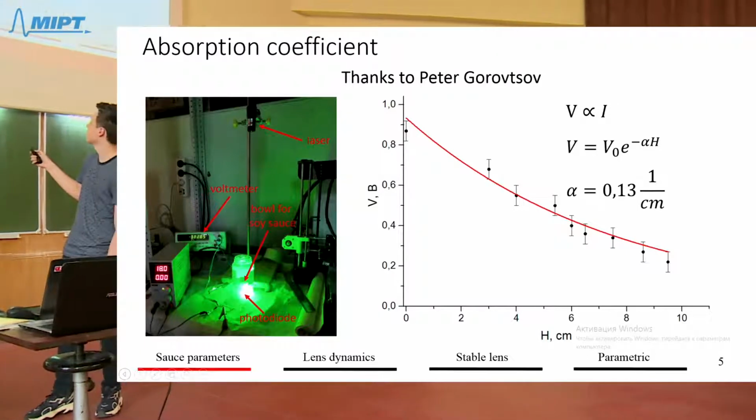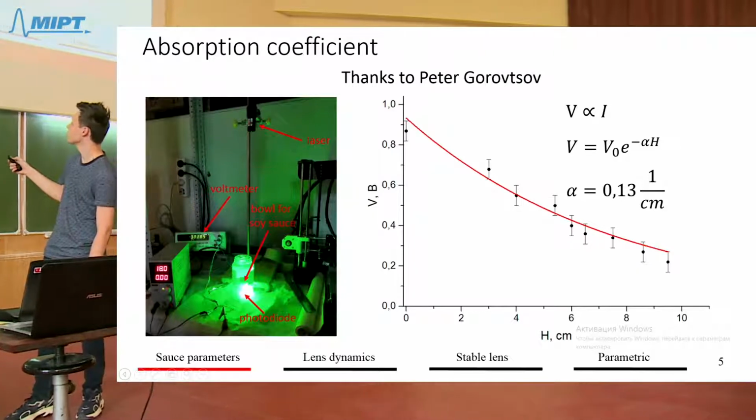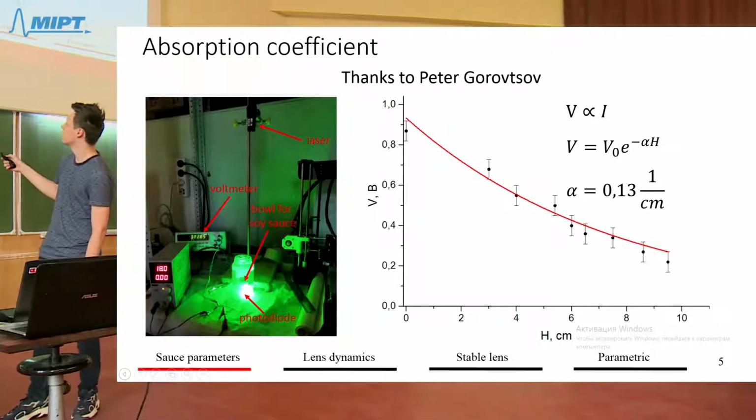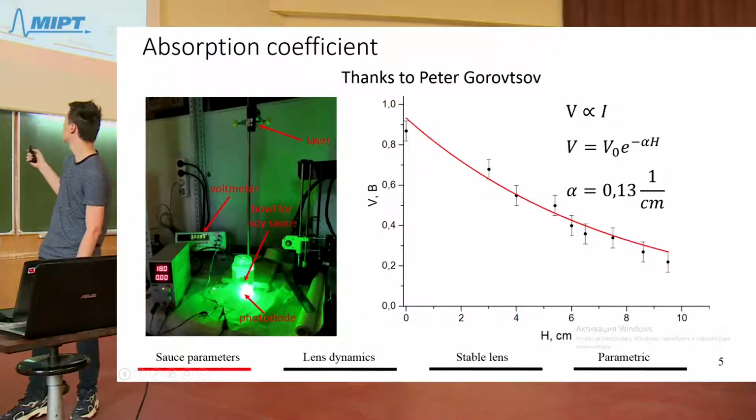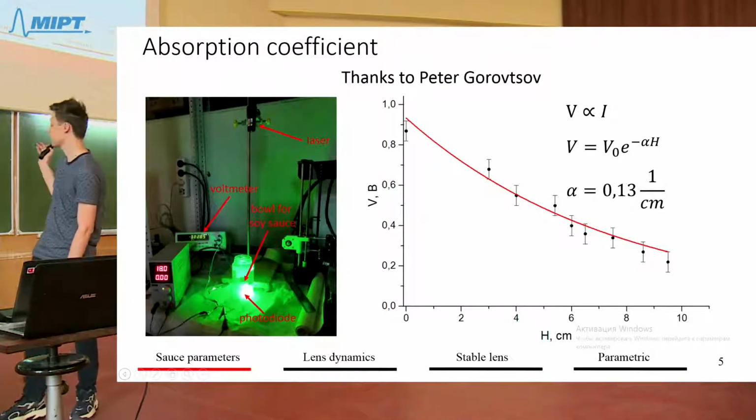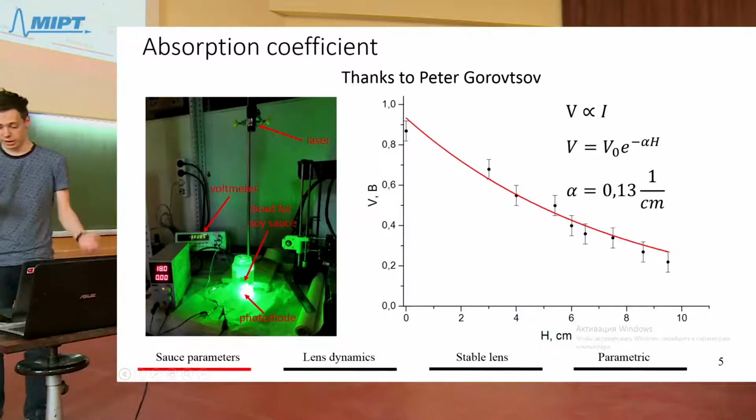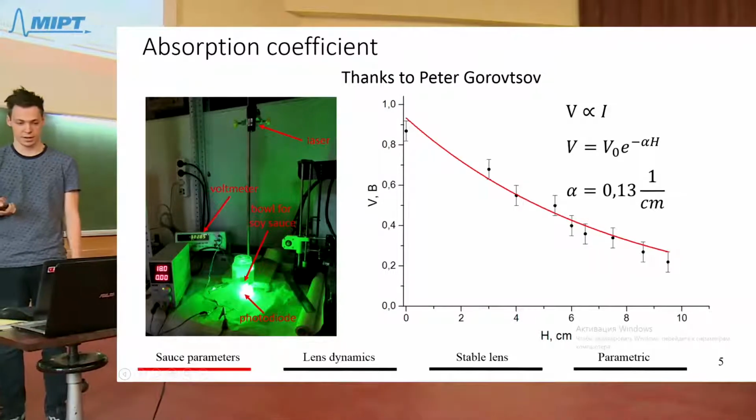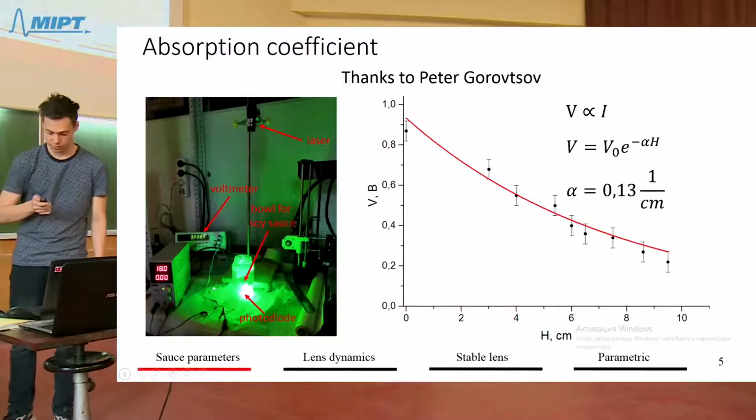In some case, in this bowl we add soy salts. So we increase the height of the soy salts and see how the voltage depends on this height. So we may find the absorption coefficient of soy salts in this case.